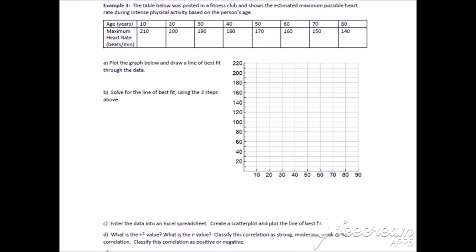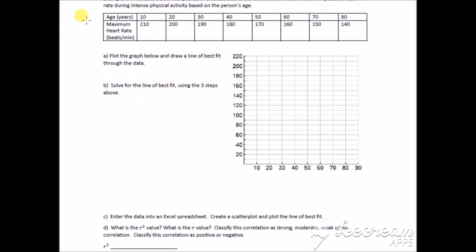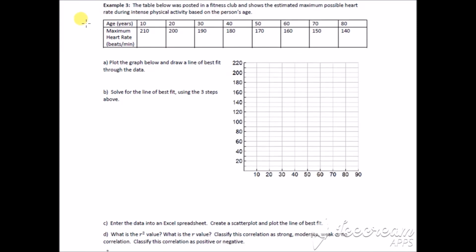Okay, example 3, the table below was posted in a fitness club and shows the estimated maximum possible heart rate during intense physical exercise or activity based on a person's age. So this is going to be our X, this is going to be our Y. So our X here is age in years, right? How many years old someone is. And then our Y is going to be the max heart rate.